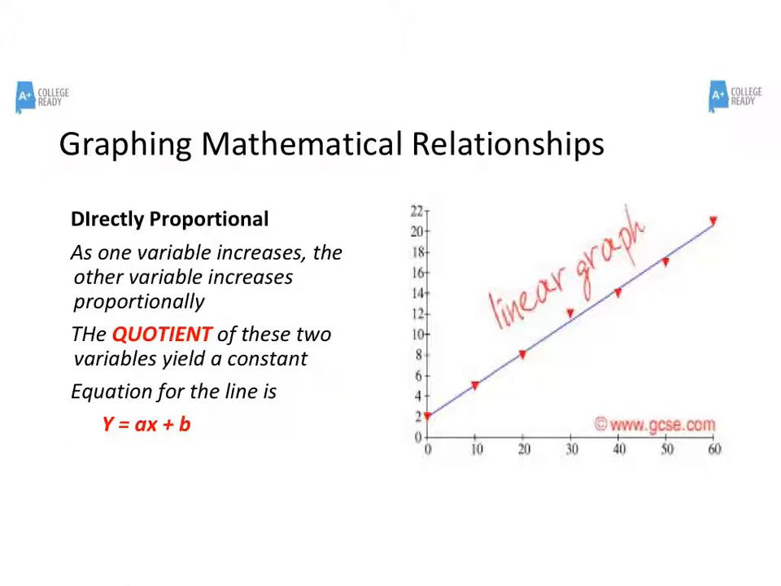As one variable increases, the other variable increases proportionally. So the quotient of these two variables yields a constant. The equation for this line is probably an equation you've seen before. This is the equation for the straight line.